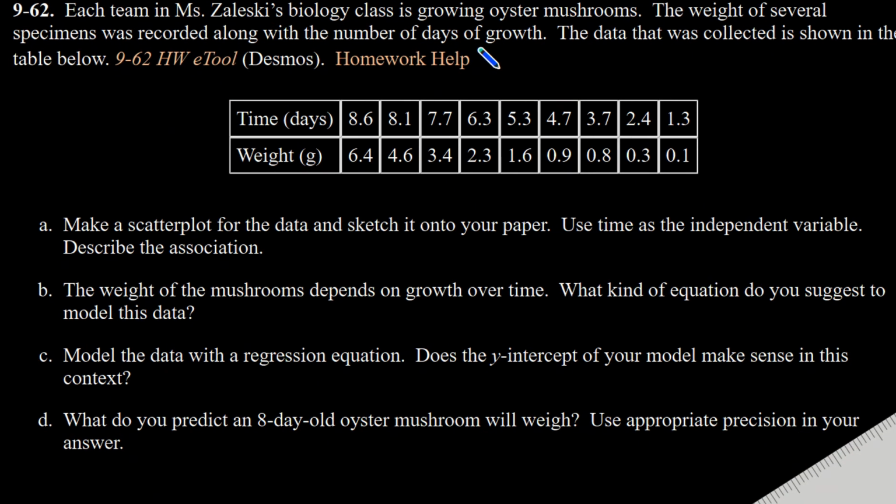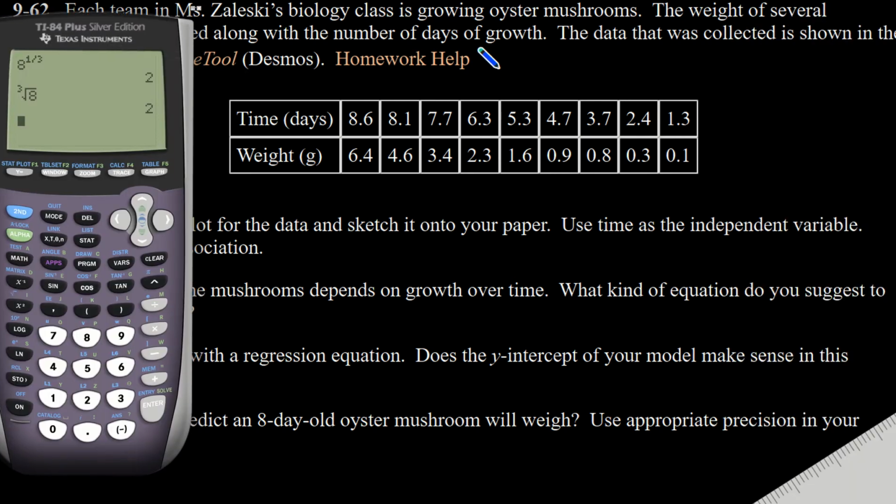Each team in Miss Zielinski's biology class is growing oyster mushrooms. Okay, the weight of several specimens was recorded along with the number of days of growth. The data that was collected is shown in the table below. Sweet. Make a scatter plot for the data and sketch it on your paper. Use time as the independent variable. Describe the association with each other.